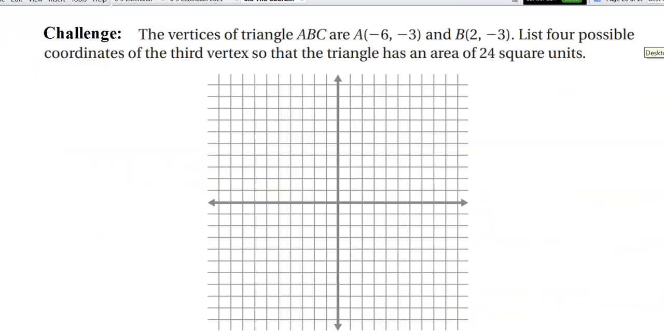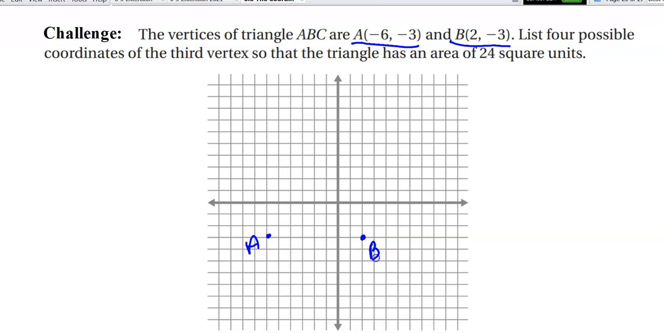Okay, so I just thought I'd show you this for a challenge. There's some vertices of a triangle, right? And so I'm giving you A and B, and I'm trying to get you to figure out 4 possible coordinates of the third vertex so that the triangle has an area of 24 square units. So I'm going to go A is negative 6, 3. 1, 2, 3, 4, 5, 6. Down 1, 2, 3. Okay, so here's A. And B is over 2 down 3, 1, 2, 3.